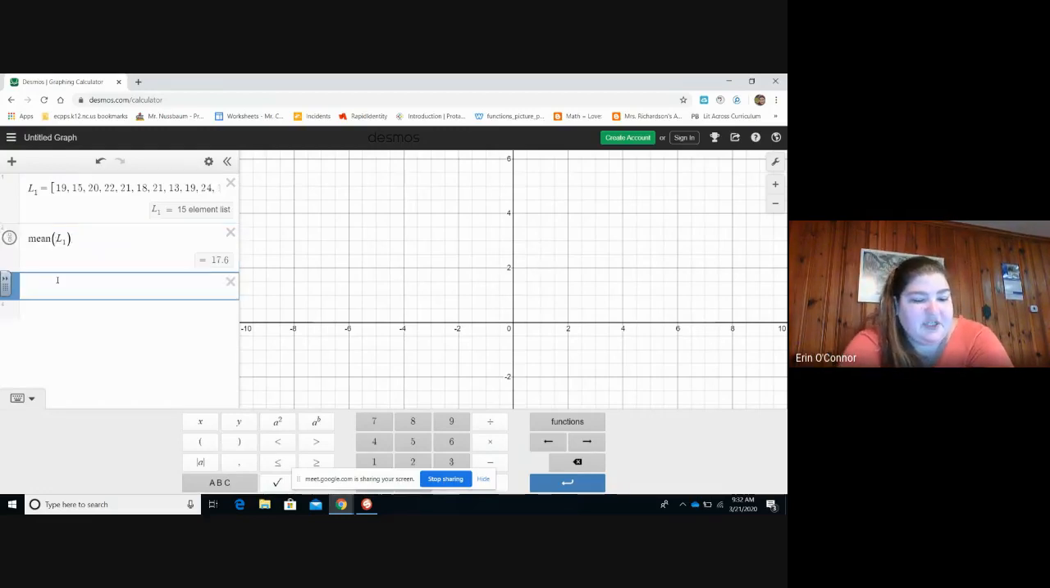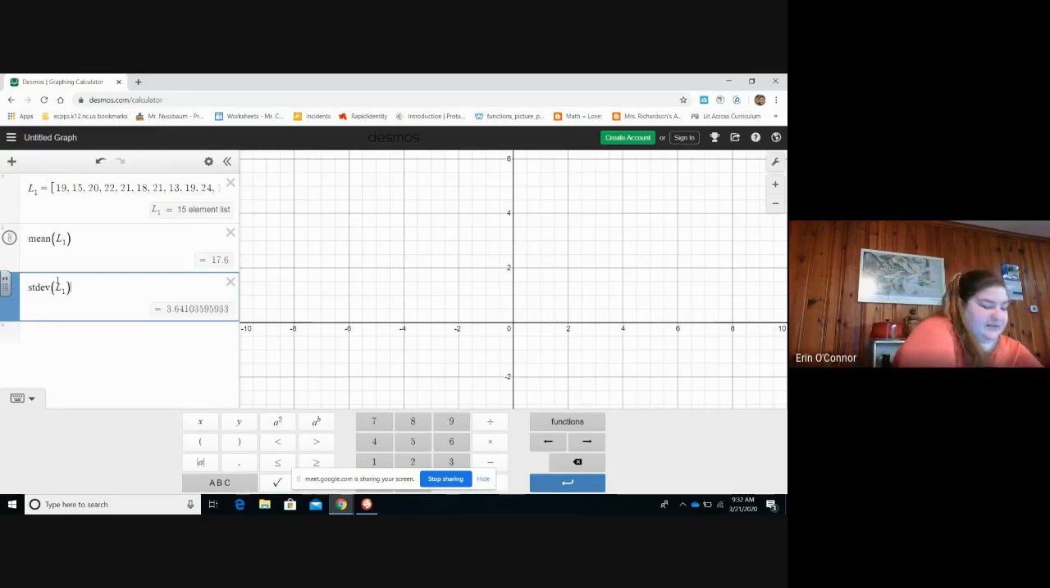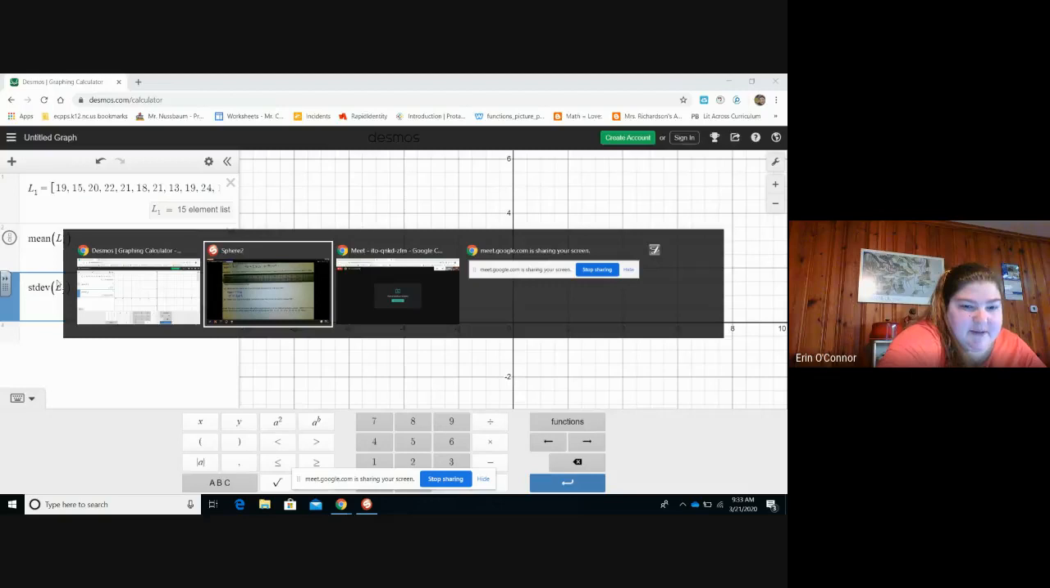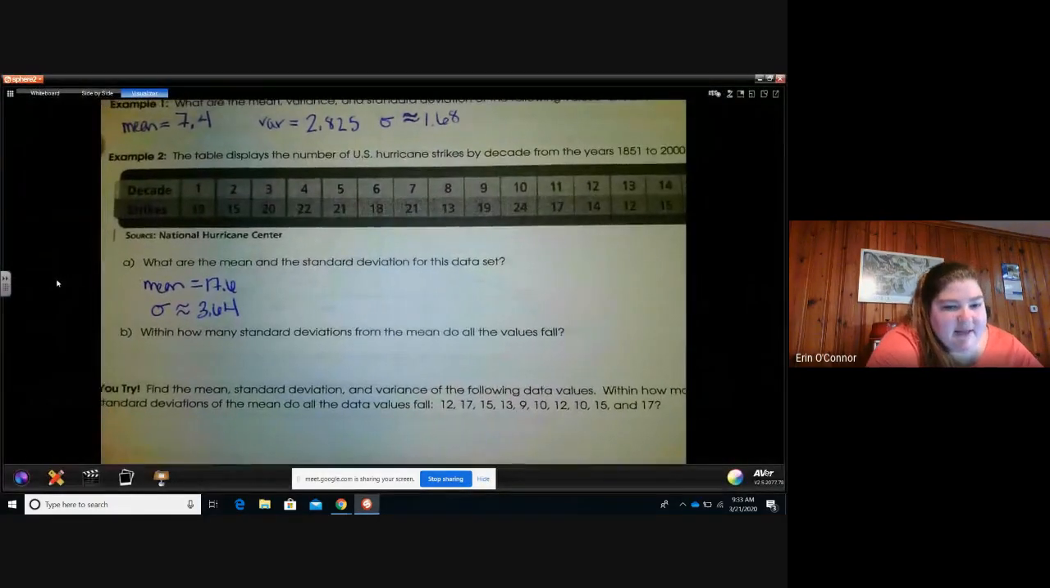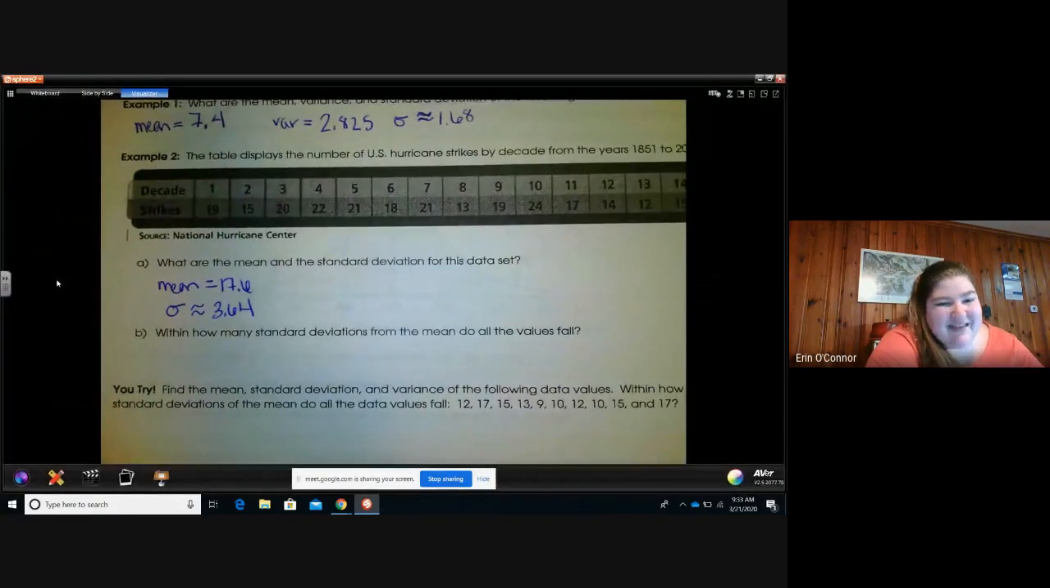And then the other question it had was, what is the standard deviation of L1? And that is 3.64. So if we go back to our paper, we found the mean and the standard deviation. Within how many standard deviations from the mean do all the values fall? Okay, well, let's look at this.